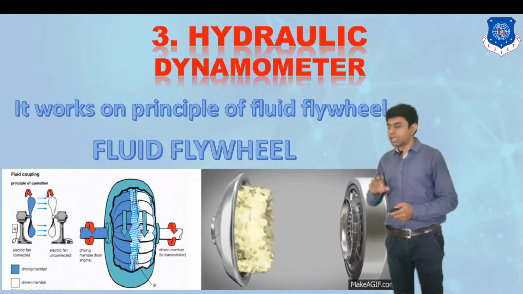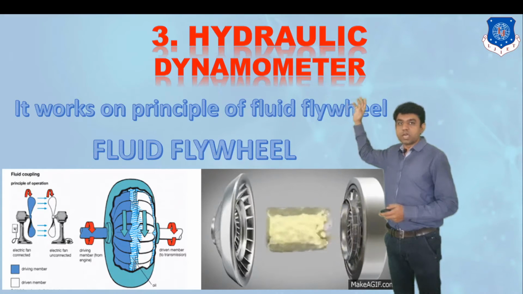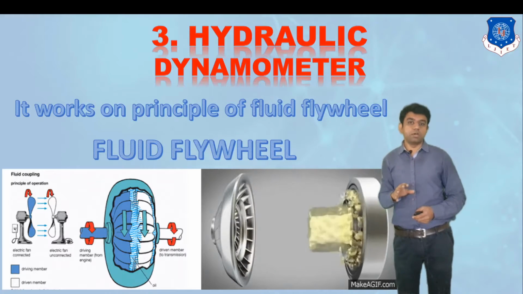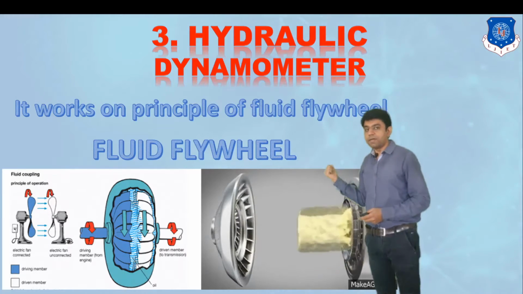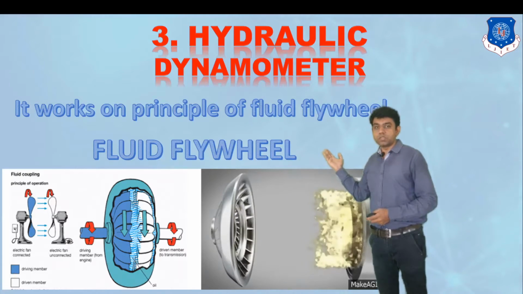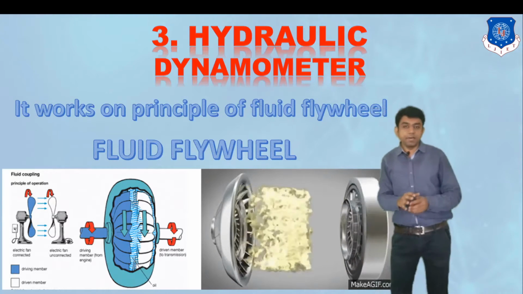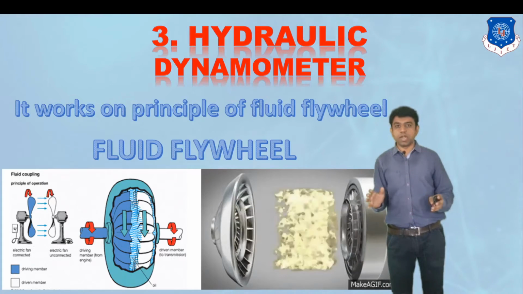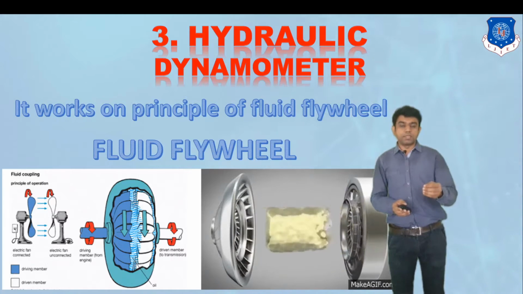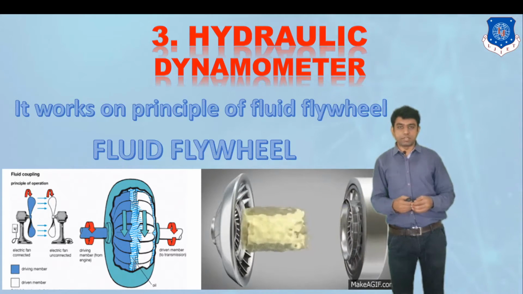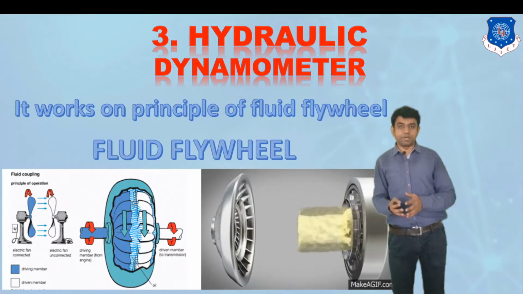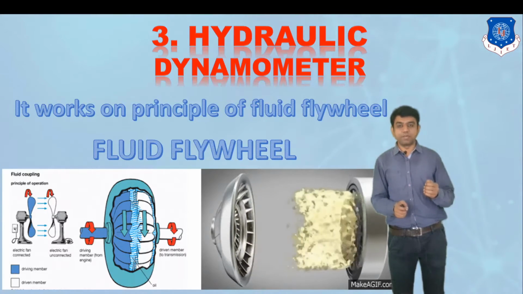So let us understand the concept of the third dynamometer, that is the hydraulic dynamometer. In order to understand it, we need to have an idea about the fluid flywheel, because this hydraulic dynamometer works on the principle of the fluid flywheel itself. And believe me, this is the widely used dynamometer, because the Prony brake and the rope brake have a number of disadvantages: high heat generation and high frictional losses, which do not give an accurate value, and the component life becomes less.